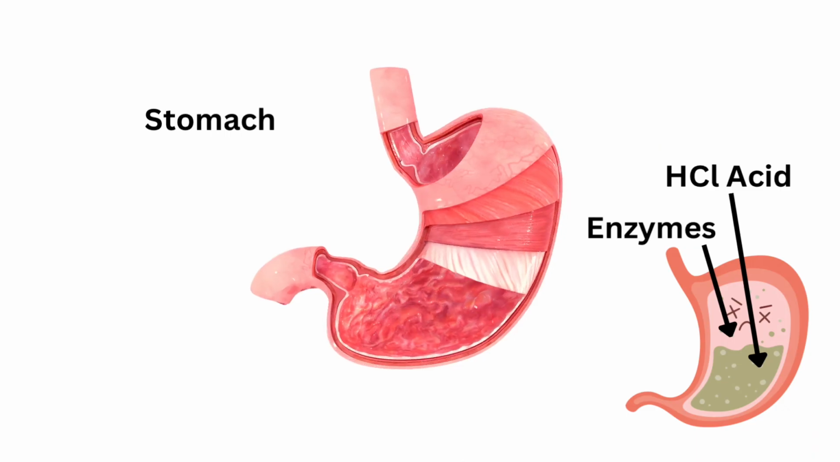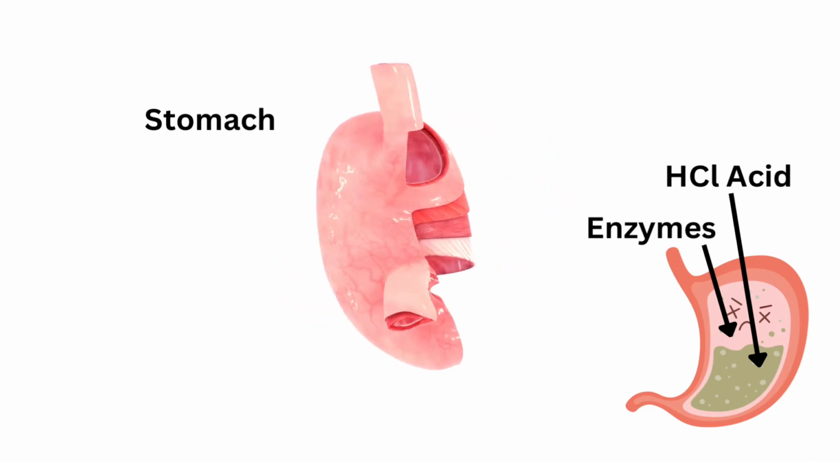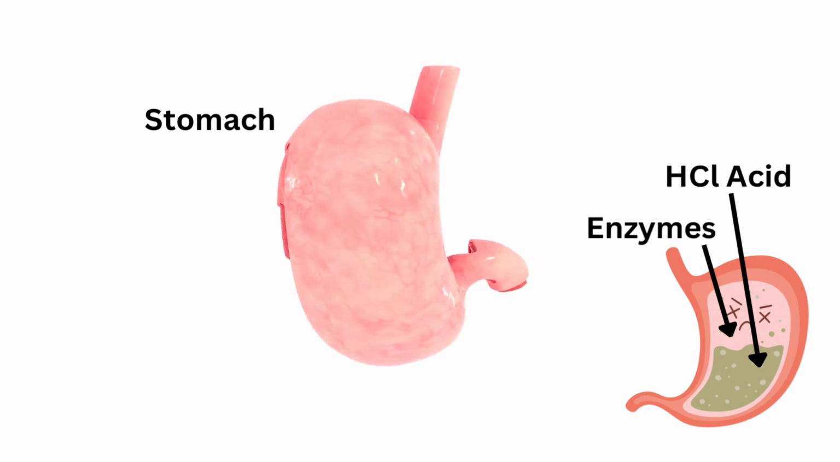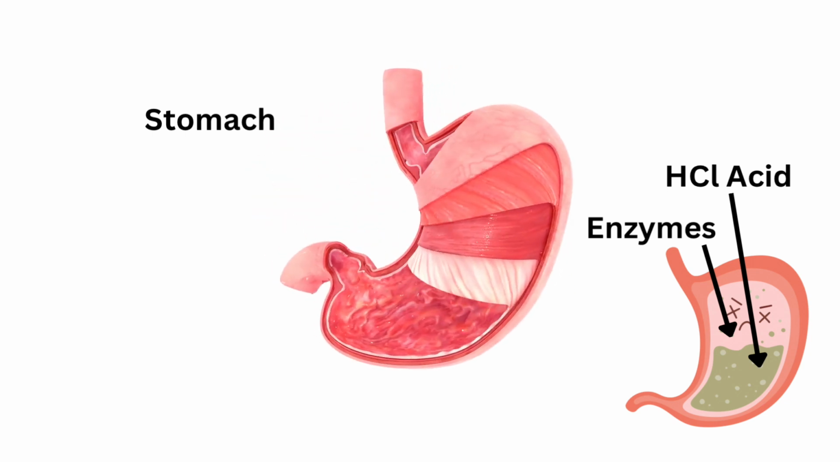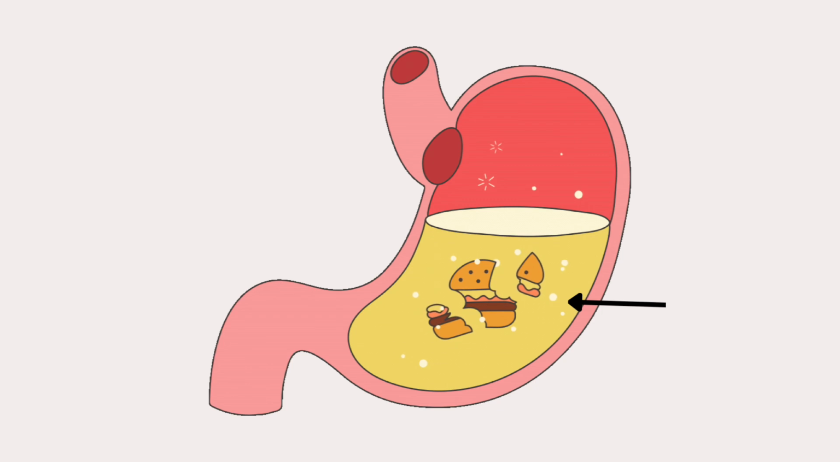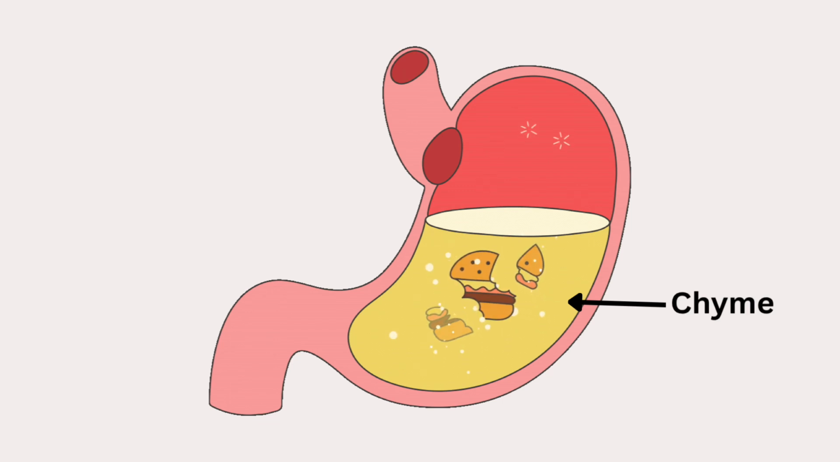The next part is the stomach. In the stomach, food is mixed with gastric juices. These juices contain hydrochloric acid and enzymes like pepsin, which start protein digestion. The stomach churns the food into a thick liquid called chyme.